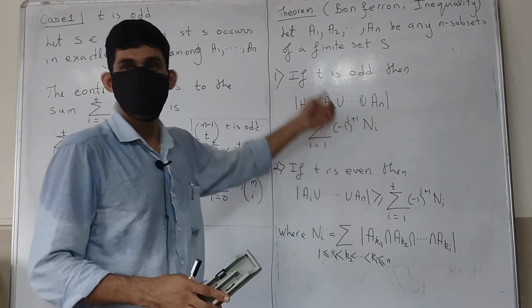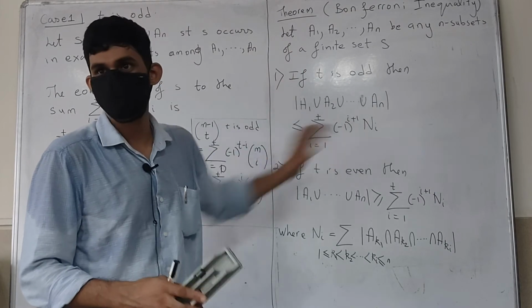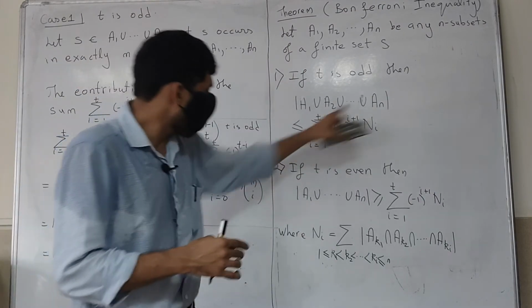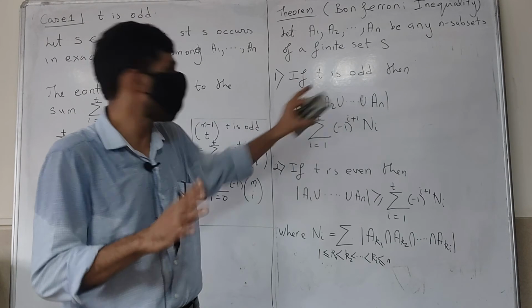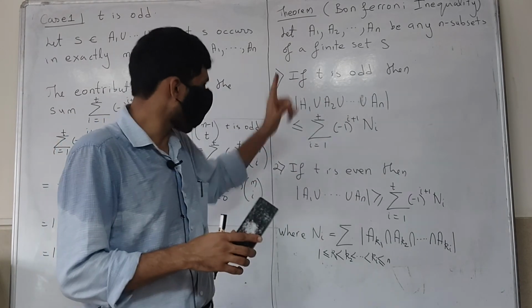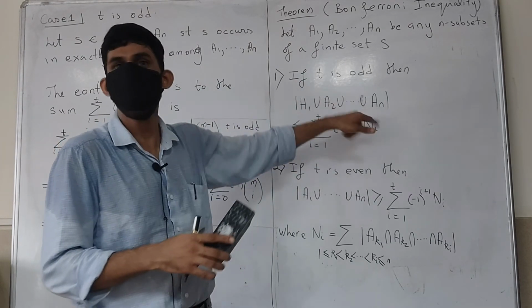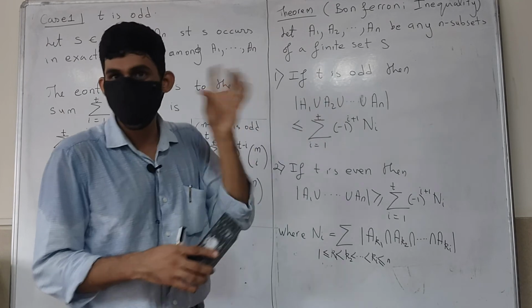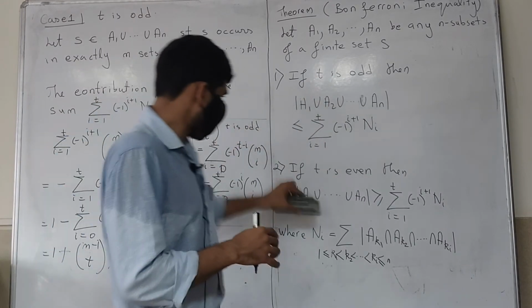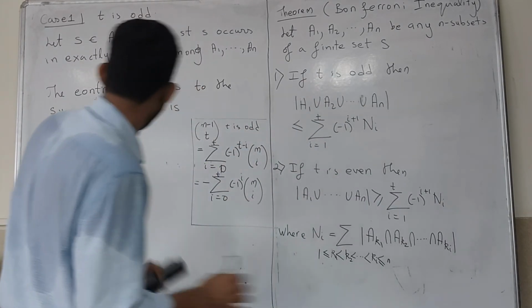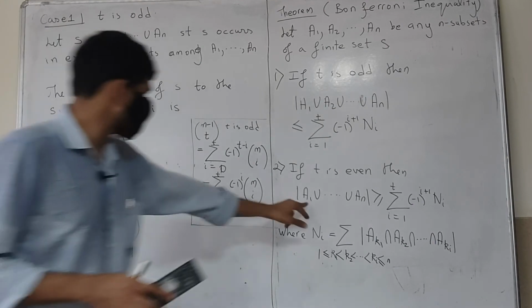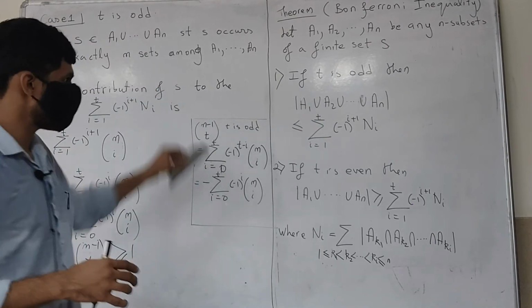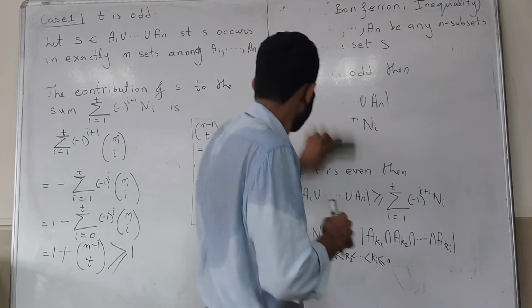Hence, this will be less than or equal to this. Okay, it's going to get counted more here than here. Whenever t is odd, it's going to get counted more in this sum than in the union. Okay, what about when t is even? You can have a look at that. What happens when t is even?